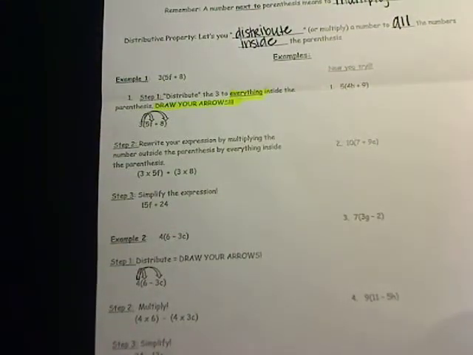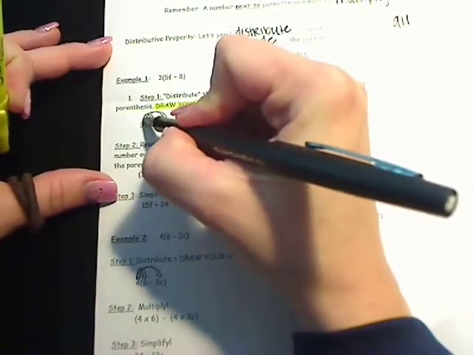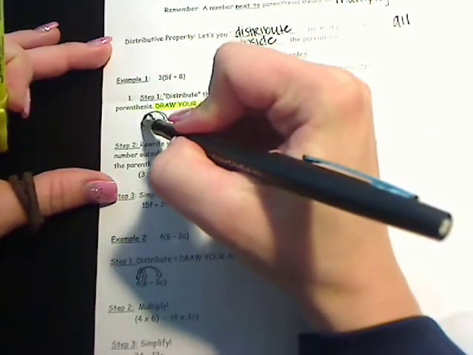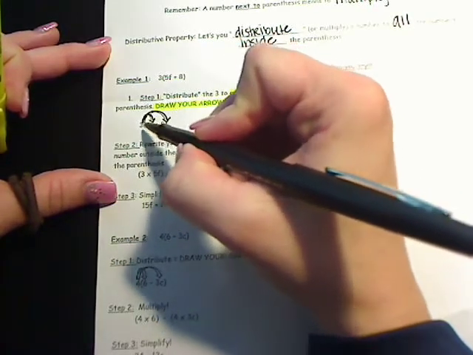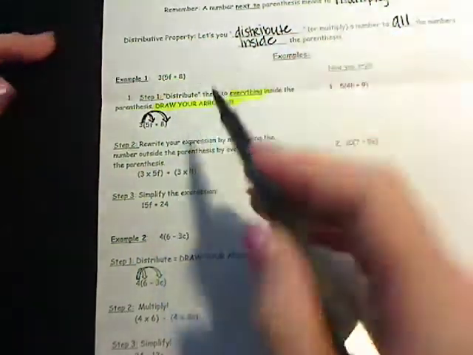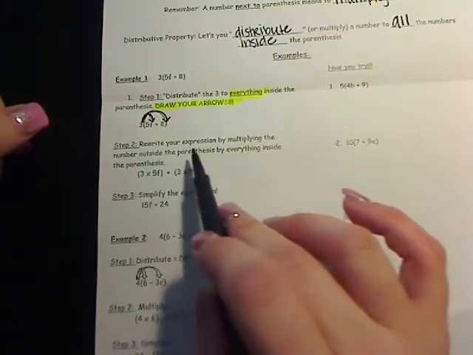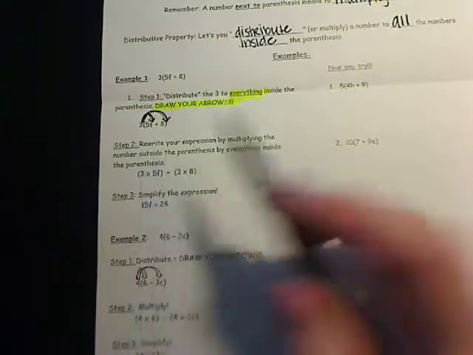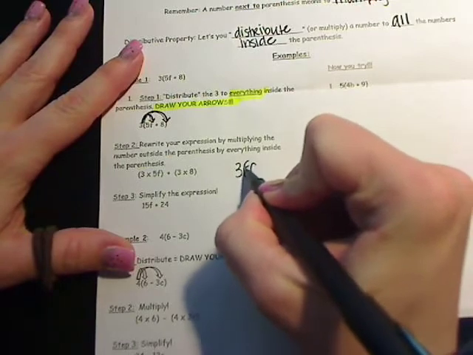So draw your arrows is very, very important. Because if you draw your arrows, it will remind you to distribute to everything inside the parentheses. So I drew an arrow from 3 to 5f and from 3 to 8. I distributed that 3 to everything inside the parentheses. I did it to the 5f and to 8. Now we're going to rewrite the expression by multiplying the number outside the parentheses by everything inside of it. So as I draw arrows, I'm going to rewrite this here.